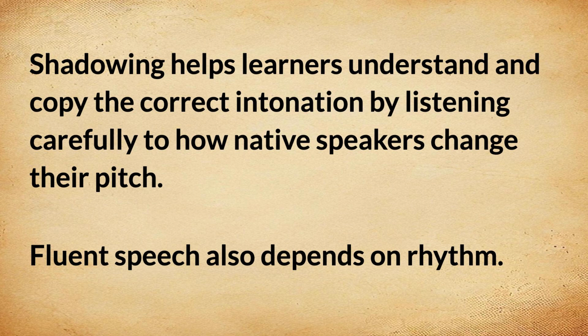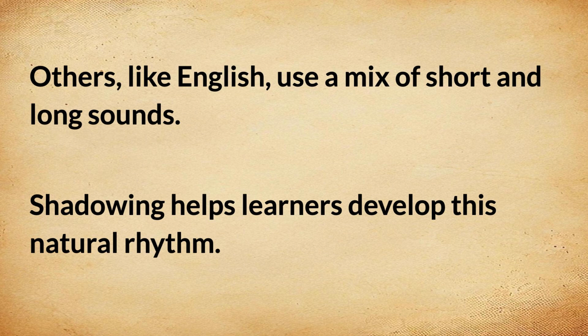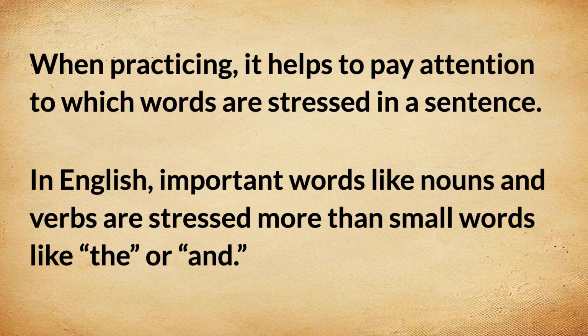Fluent speech also depends on rhythm. Each language has its own rhythm and speed. Some languages, like Spanish, are spoken quickly with even timing between words. Others, like English, use a mix of short and long sounds. Shadowing helps learners develop this natural rhythm. When practicing, it helps to pay attention to which words are stressed in a sentence. In English, important words like nouns and verbs are stressed more than small words like the or and.